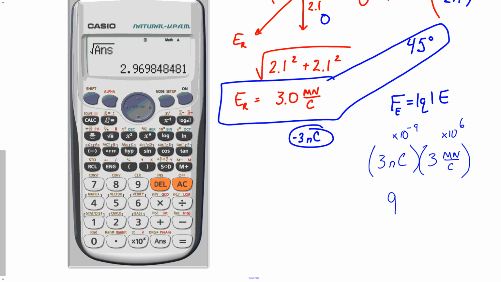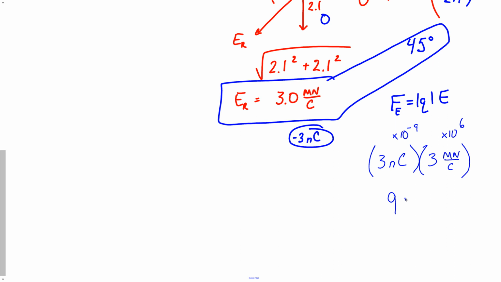Whoa, we are totally killing it. 3 exponent negative 9 times 3, okay, so my brain's barely functioning. 3 to the 6. And look at what we got. 9 times 10 to the negative 3. And that would be newtons of force, or we could even say 9 millinewtons.